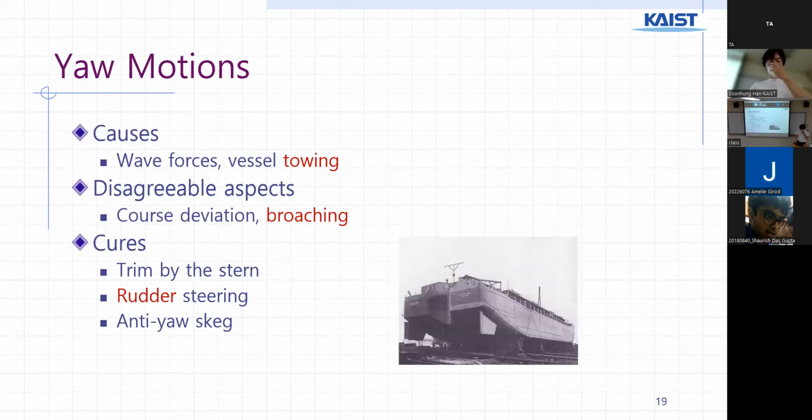And for the yaw motion, the causes are always wave forces or vessel towing. Consequences are course deviation and broaching. I will explain the word broaching later. You can cure it by trimming the stern, rudder design, or having an anti-yaw skeg.